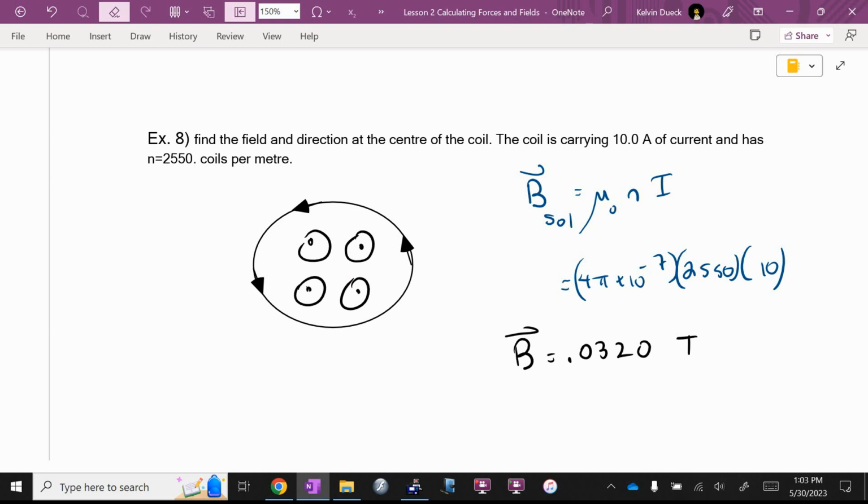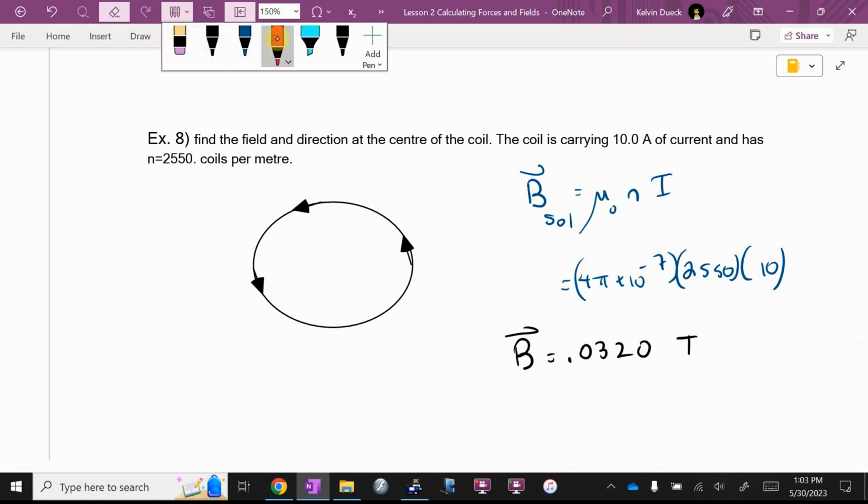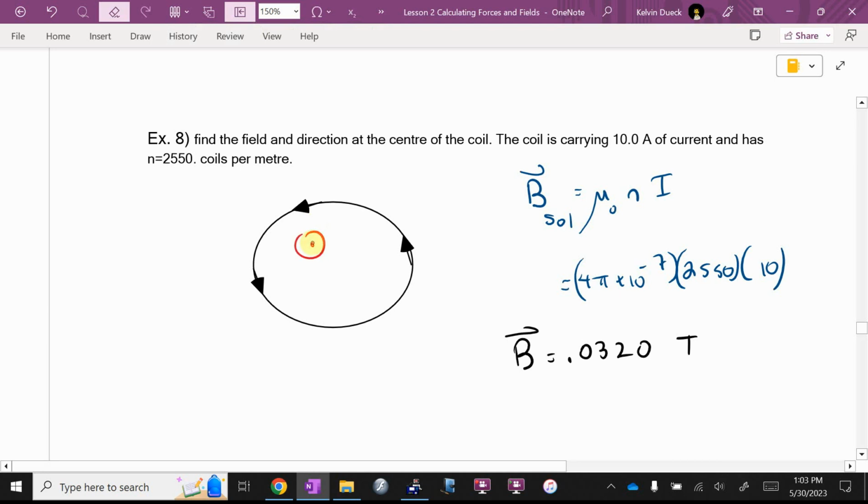There's our direction. I'll change colors so it stands out a bit because the black and black doesn't look as good. Make it red. The magnetic field in the center of that solenoid is coming out of the page towards us. Putting everything together: right-hand rules, solenoids, magnetic fields.